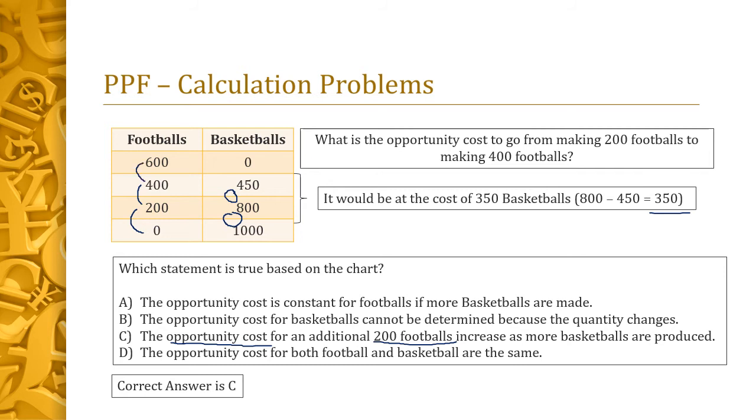And what's the opportunity cost of going from 400 to 600? Again, it's going to be the number that floats in there. So if we get those numbers, we can see it's going to be progressing a little bit bigger each time. The first time we lose 200. The next time the opportunity cost is going to be 350. And the next 200 is going to be 450.